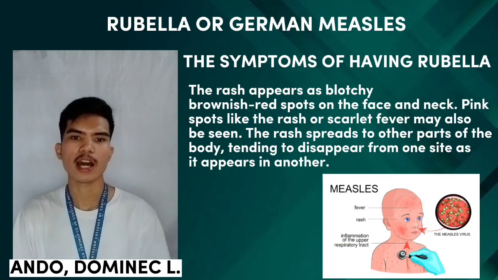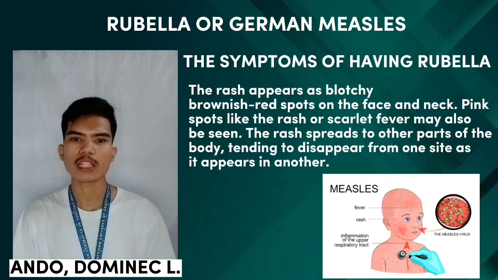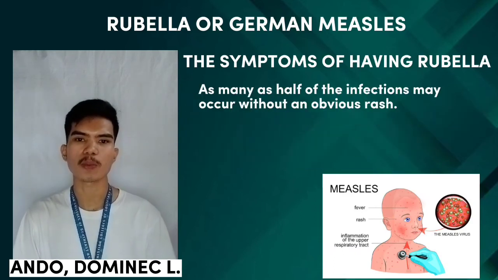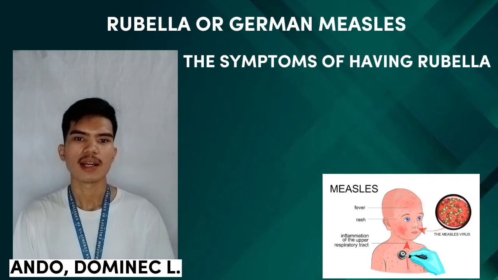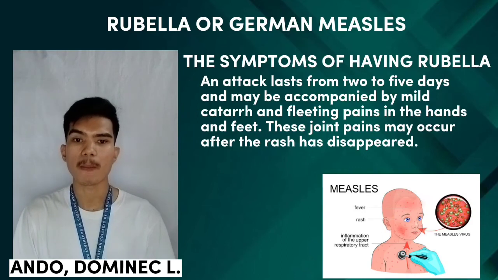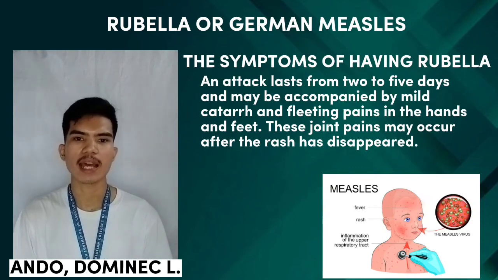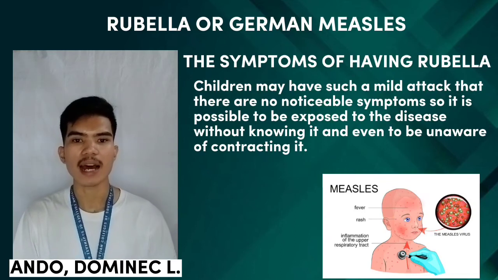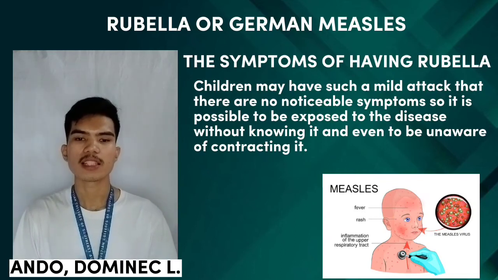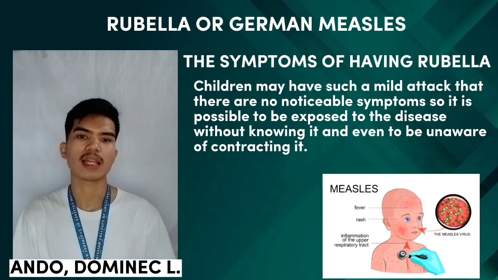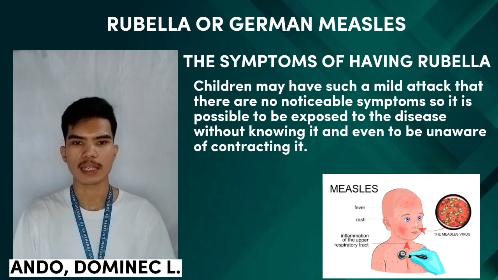The rash spreads to the other parts of the body, tending to disappear from one side as it appears in another. As many as half of the infections may occur without an obvious rash. An attack lasts also from 2 to 5 days and may be accompanied by mild catarrh and fleeting pains in hands and feet. So these joint pains may occur after the rash has disappeared. Children may have such a mild attack that there are no noticeable symptoms, so it is possible to be exposed to the disease without knowing it and even to be unaware of contracting it.